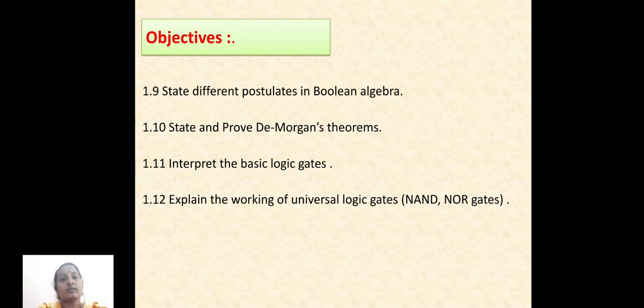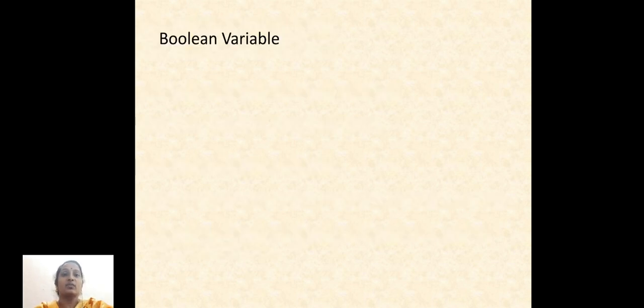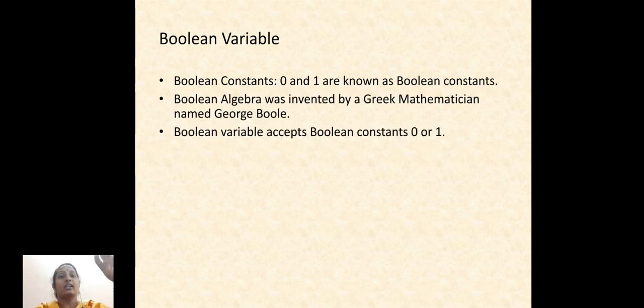So in today's class, we are going to discuss different postulates in Boolean algebra. It simply means rules. What are the different rules we use in Boolean algebra? Before going to that, what is meant by a variable? What is meant by a Boolean variable? See here, how many Boolean constants are there? Only 0 and 1, our binary numbers.